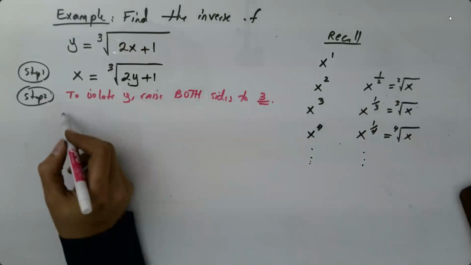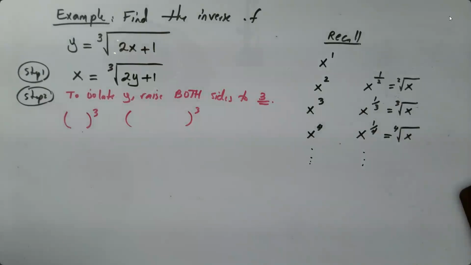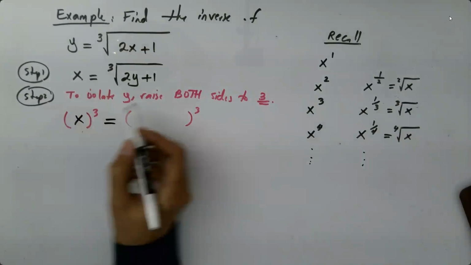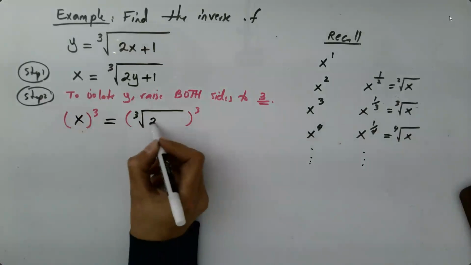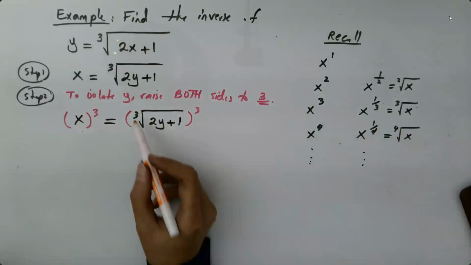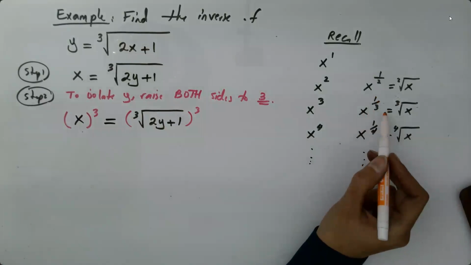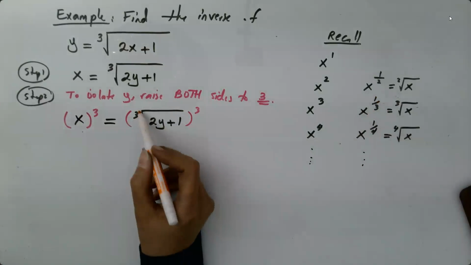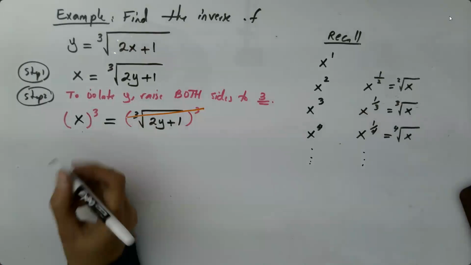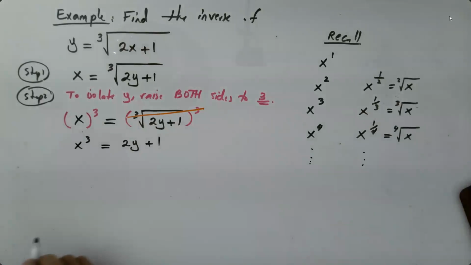So what do we get? Parentheses to the third, parentheses to the third. On the left-hand side, you have your x to the third, equal to, then you're going to copy down the third root of 2y plus 1. Again, the third root is a quantity raised to a third. So the third root and the exponent 3 get canceled out. You get x cubed equals 2y plus 1.